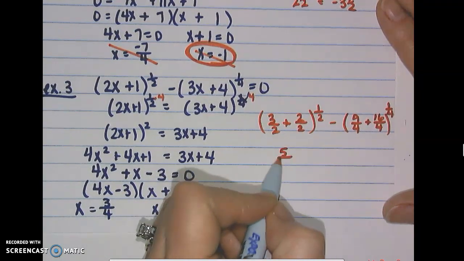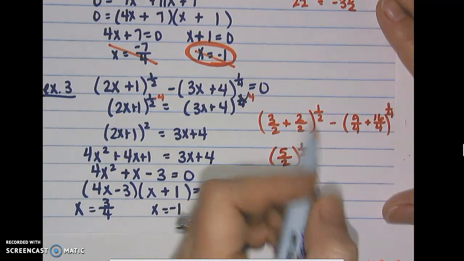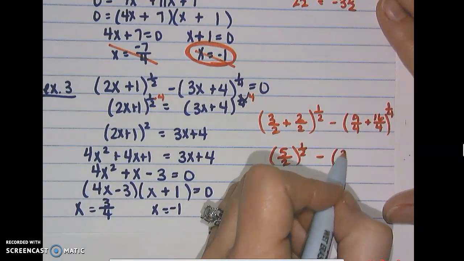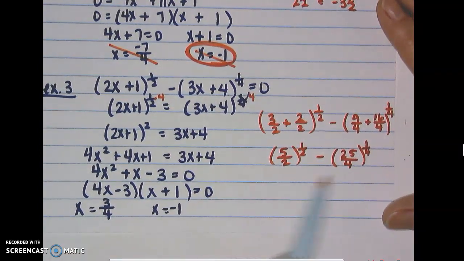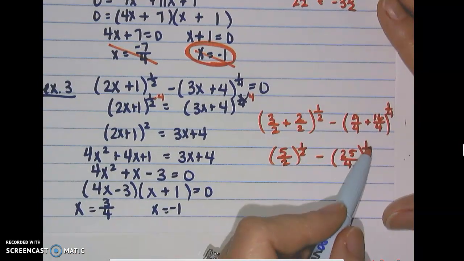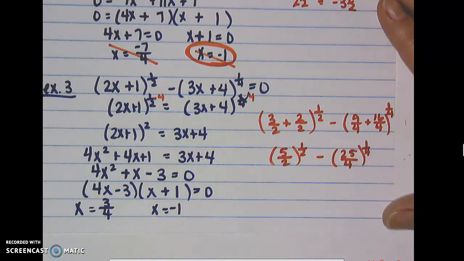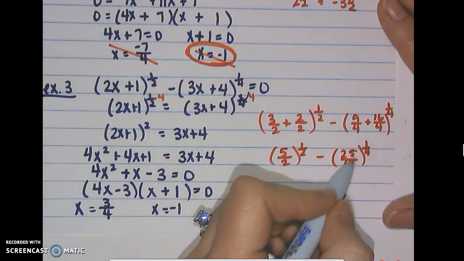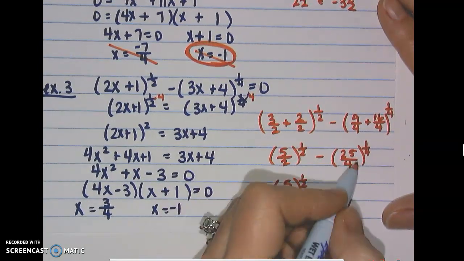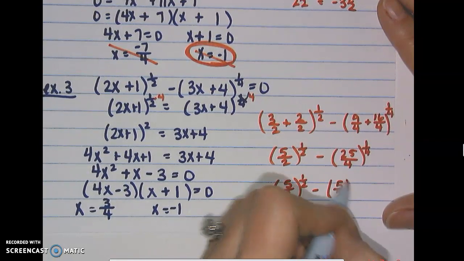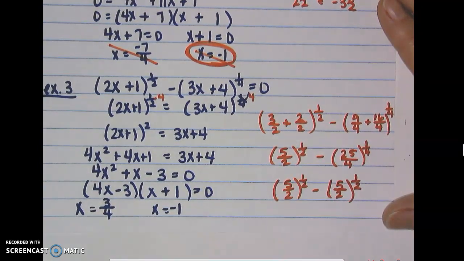So here we would have 5/2 to the 1/2. And then here we would have 25/4 to the 1/4 power. Now what do you notice between these two things though? The 4th power is just taking the square root of a square root. So if I take the square root of this, we would have 5/2 to the 1/2 minus 5/2 to the 1/2 power because we've taken the square root there. And so these two things are the same, which means this is an answer.